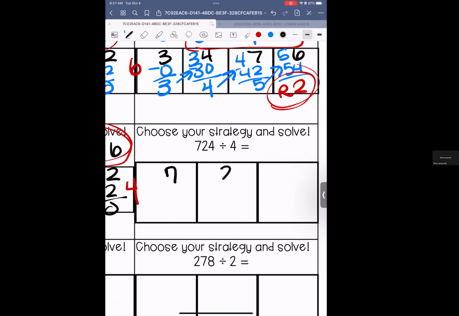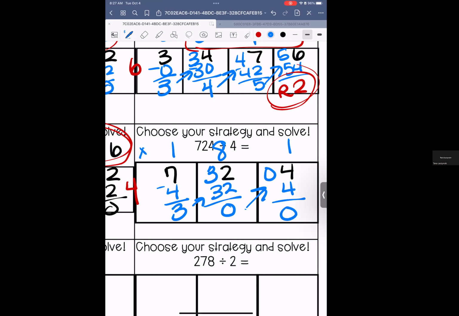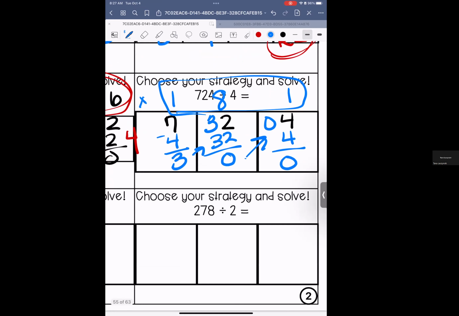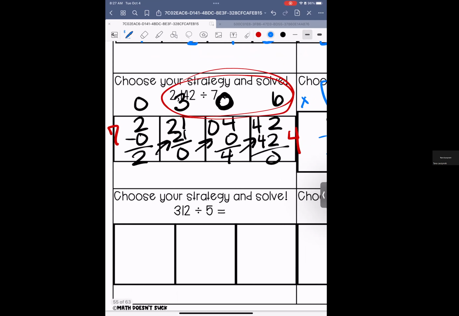This time we're going into 7, 2, 4, dividing with 4. 4 goes into 7 one time because 1 times 4 is 4. 7 take away 4 is 3. Bring it next door. 4 goes into 32 8 times, right on the nose. Bring it next door. 4 goes into 4 one time. 1 times 4 is 4. This leaves us with an answer of 181.